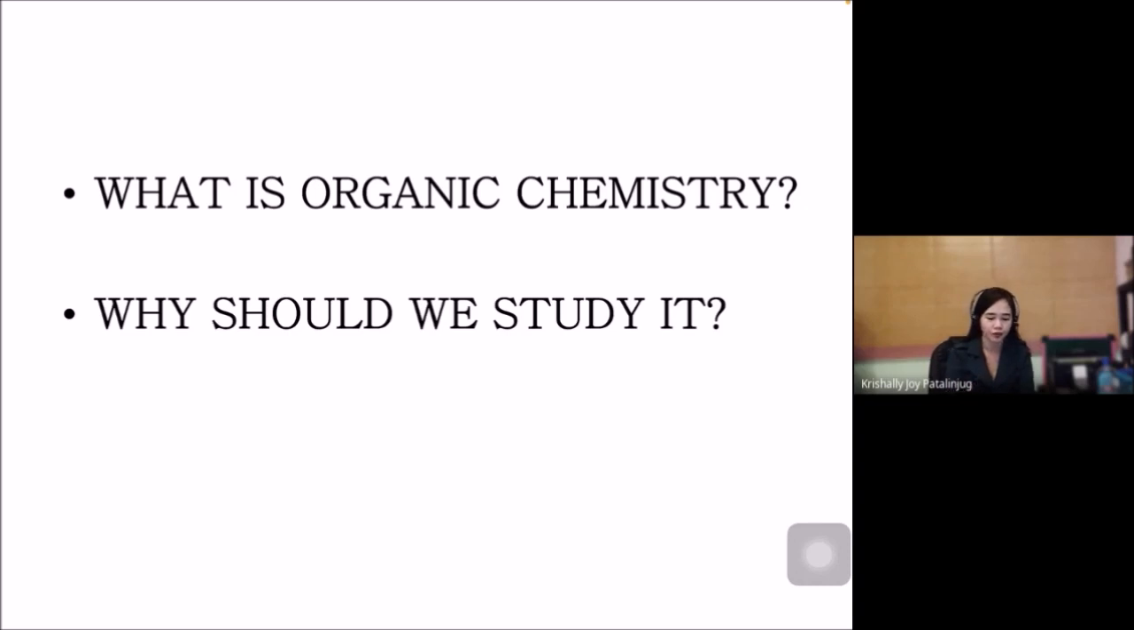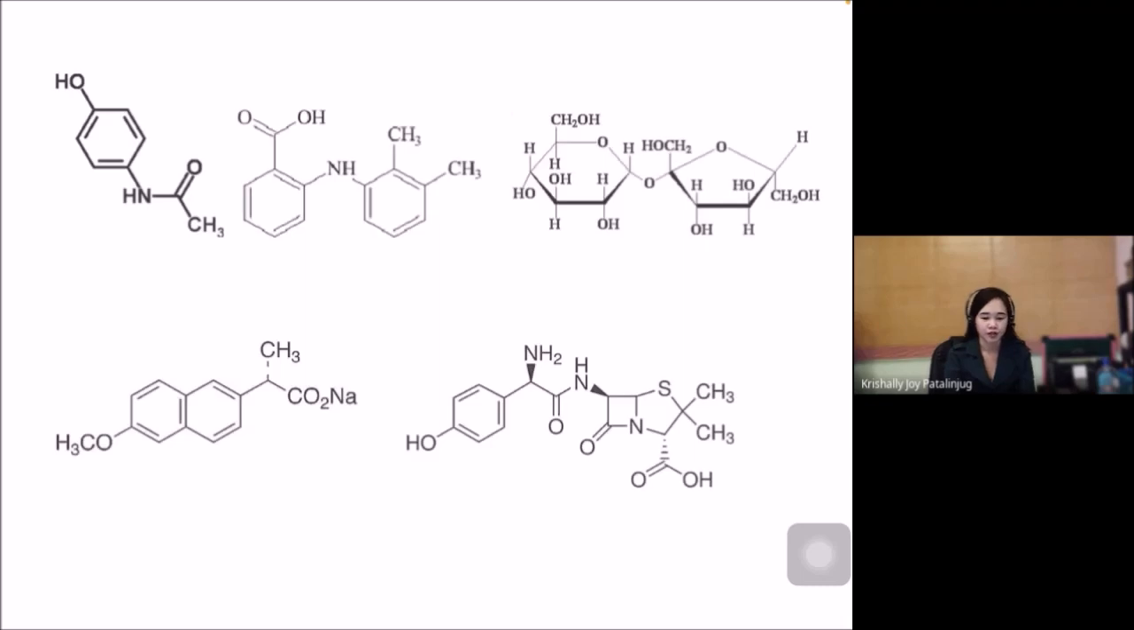Now, I wanted you to look at the following structures. As you can see, for now, sobrang complex pa. Very complex yung structure, very unfamiliar sa inyo. That's normal, kasi nasa first year pa lang kayo. But actually, itong mga chemical structures na to are structures of familiar molecules. Are you familiar with paracetamol, di ba? We are all familiar with paracetamol. That is the structure of paracetamol. These are all organic chemical structures.